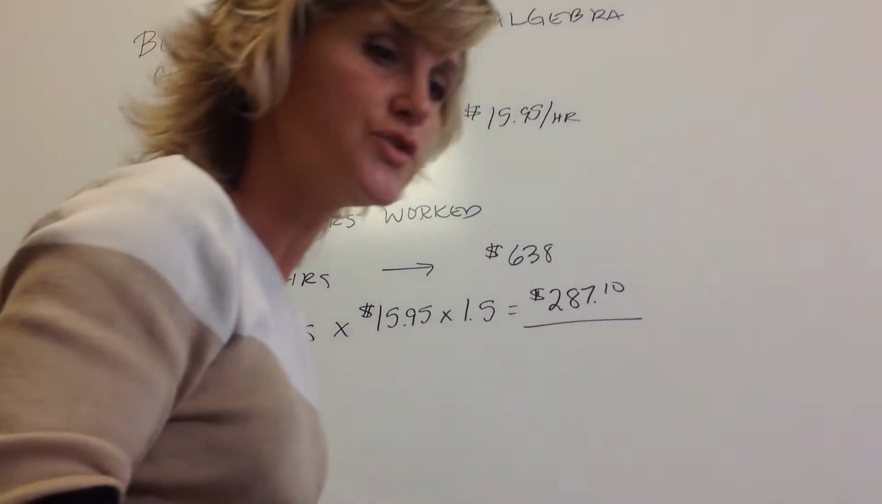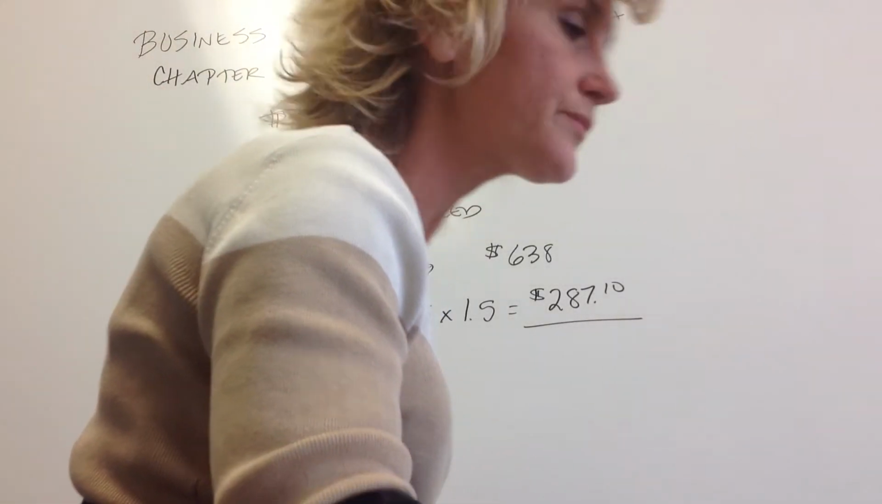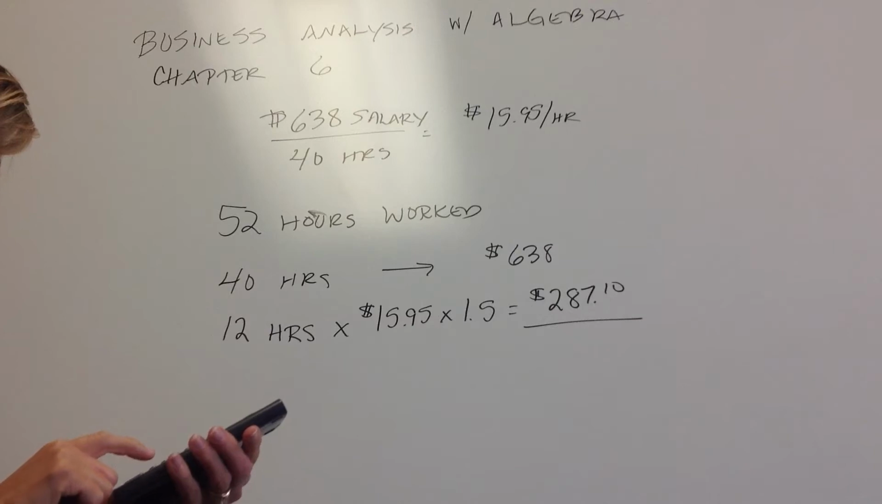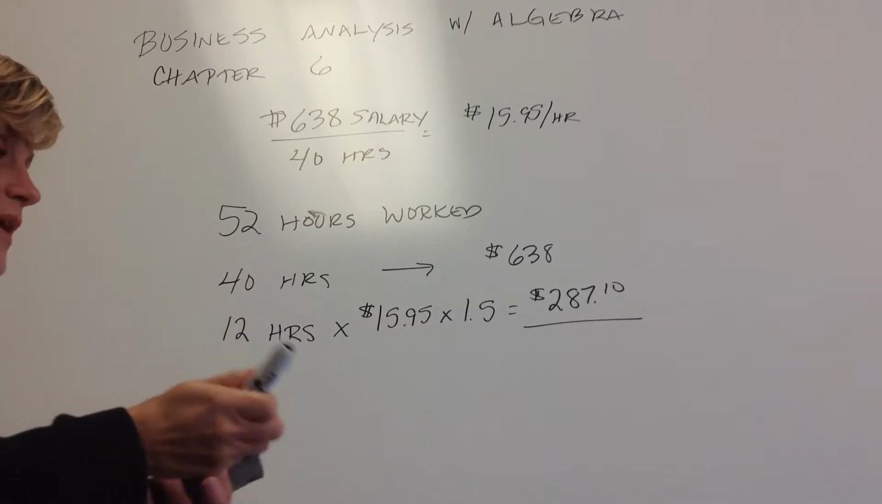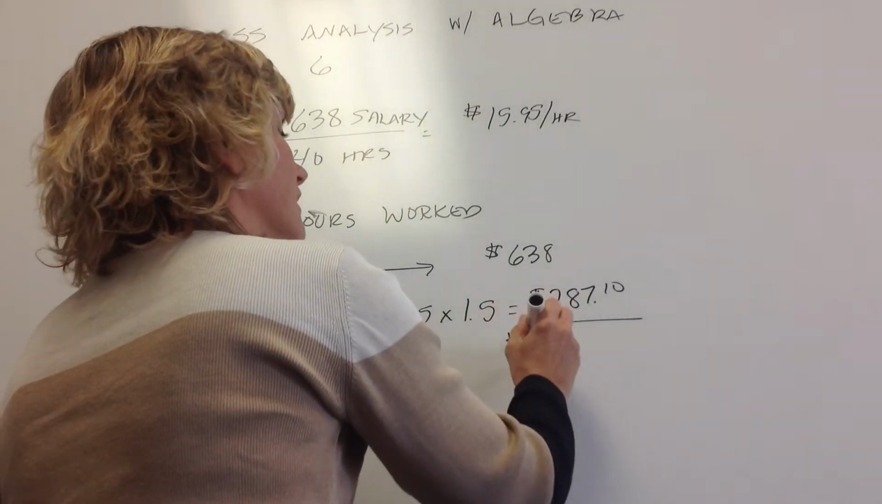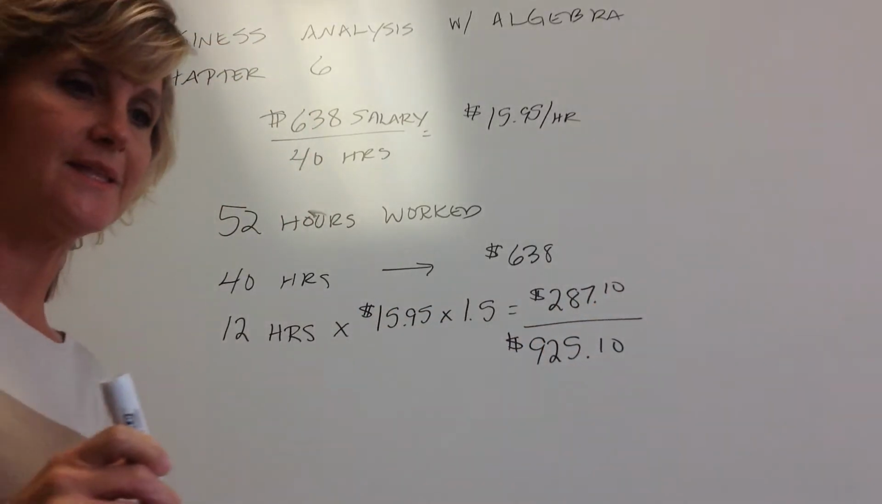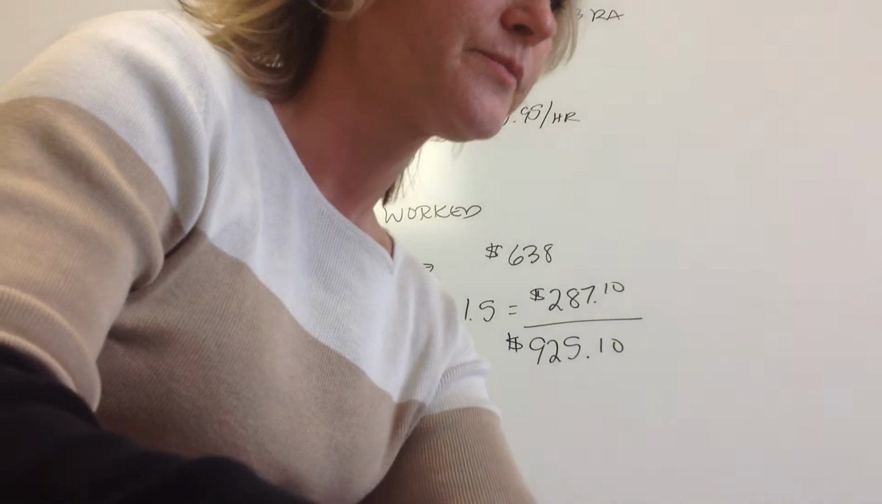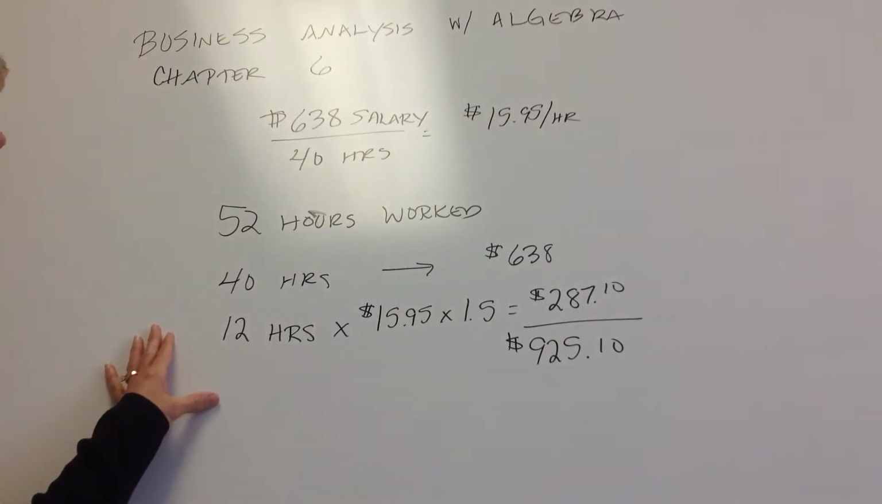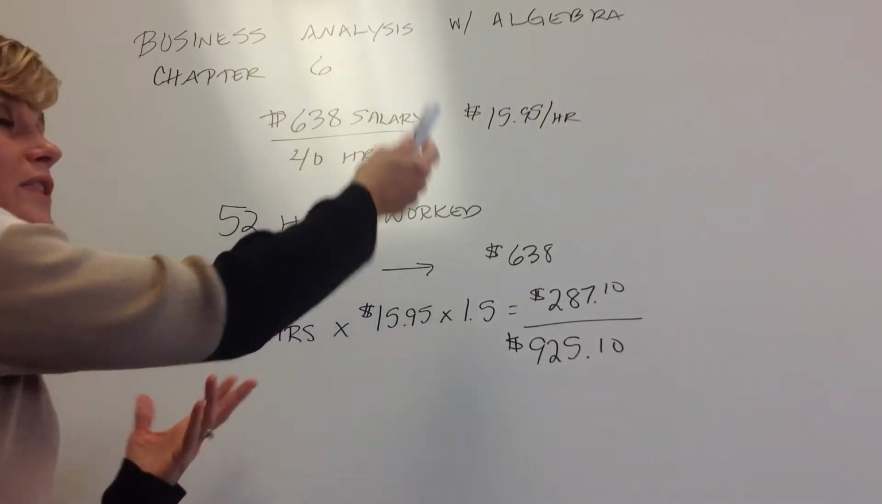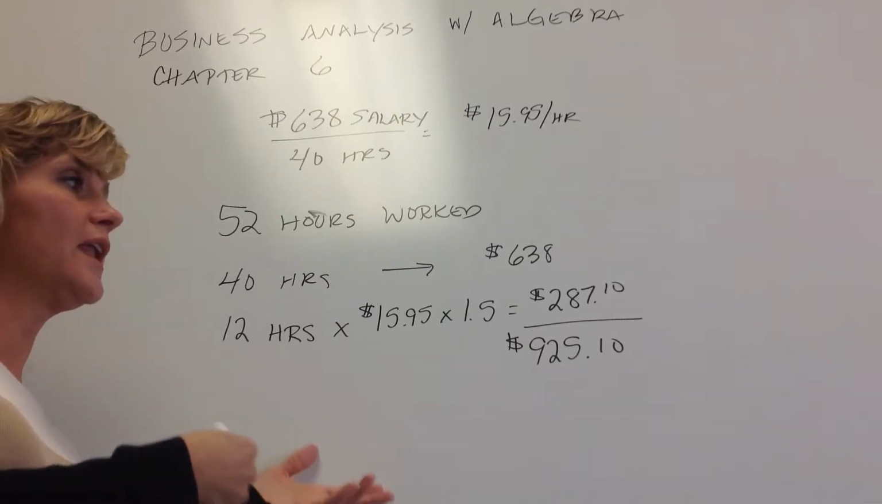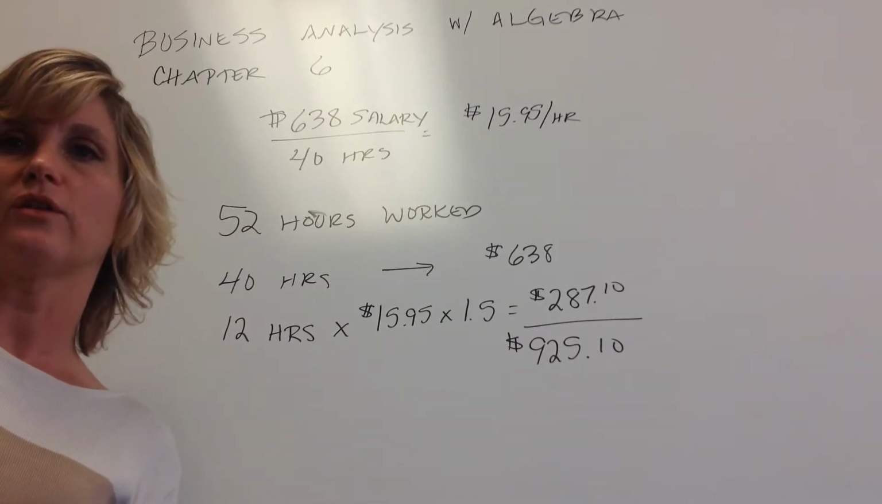And then we add those two components up to get his actual gross wages of $925.10. So then that one, again, is a little bit harder. You may have one that just gives you the hourly rate. Just know that anything over 40, you're going to calculate the overtime.